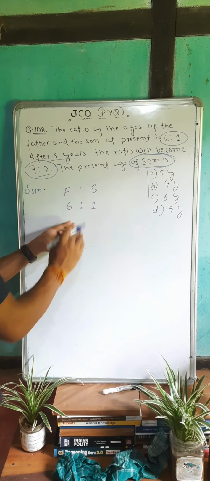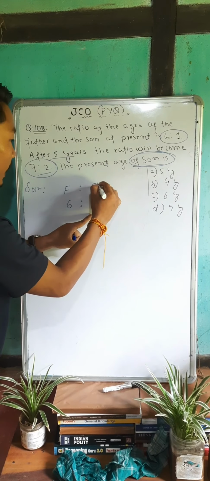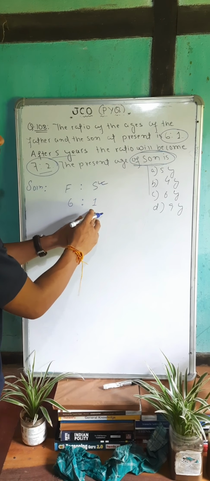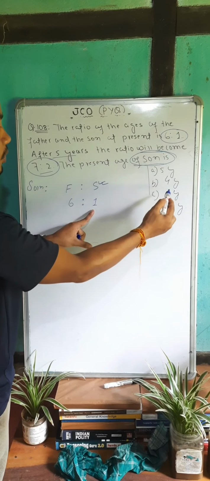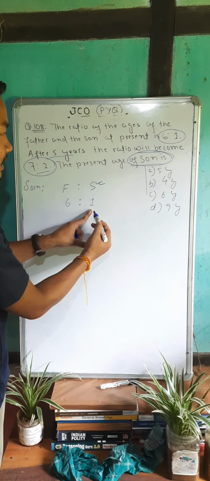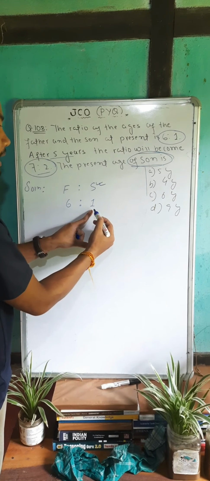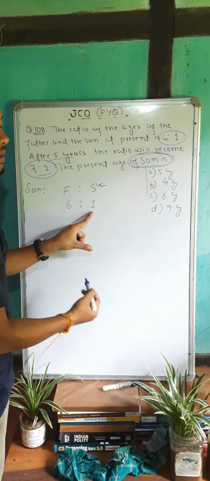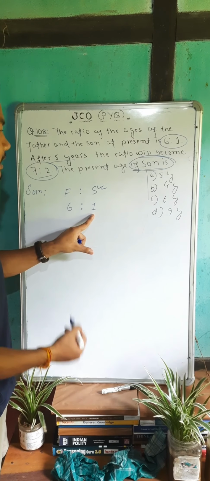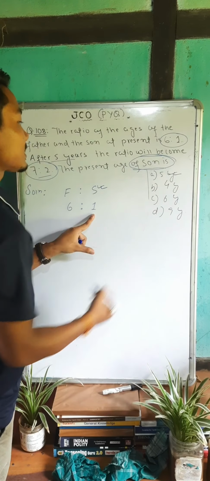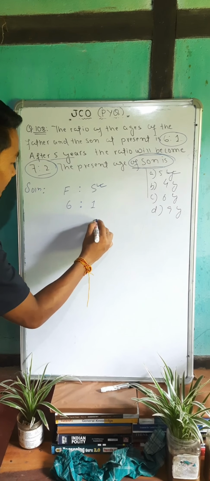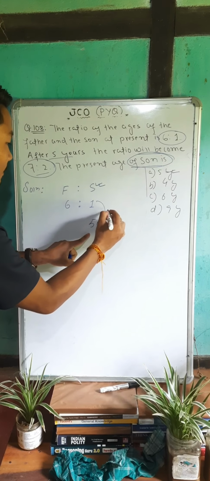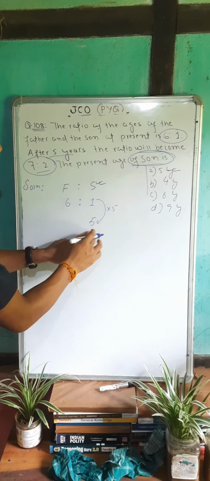If we get this kind of question, we need to find the present age of son. In son's present age, the ratio is given as 1. Now we need to look at the options 5, 4, 6, 9 and find a number which is exactly divisible by the son's ratio, that is 1. With 1, all the numbers are divisible. So let us take any number, say 5 years. How will we get 5? By multiplying 1 by 5, which gives us 5.